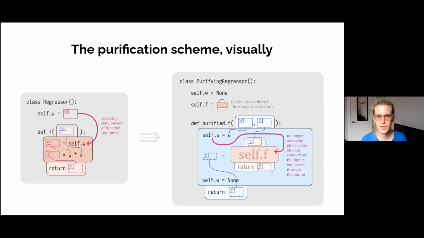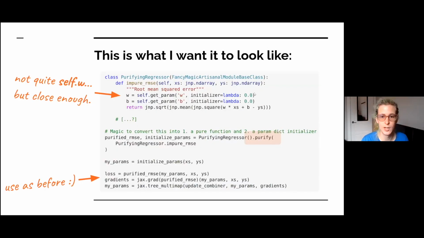Okay. So a little bit more specifically, this is what we're going to be working towards. This is the tiny framework that I'm going to be building up in the remainder of our time, where we're not quite using self.w. We have this method called self.getParameter. Okay, fine. But I figure it's close enough. We also give that its initializer. So this is similar enough, at least, to what we saw in PyTorch.